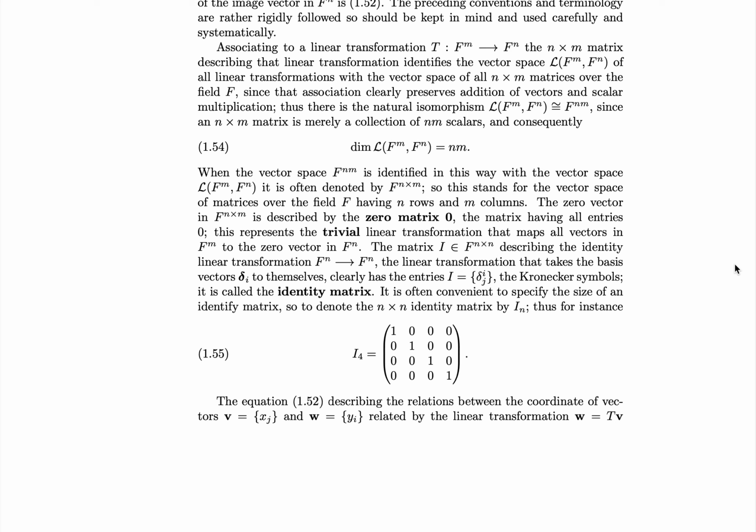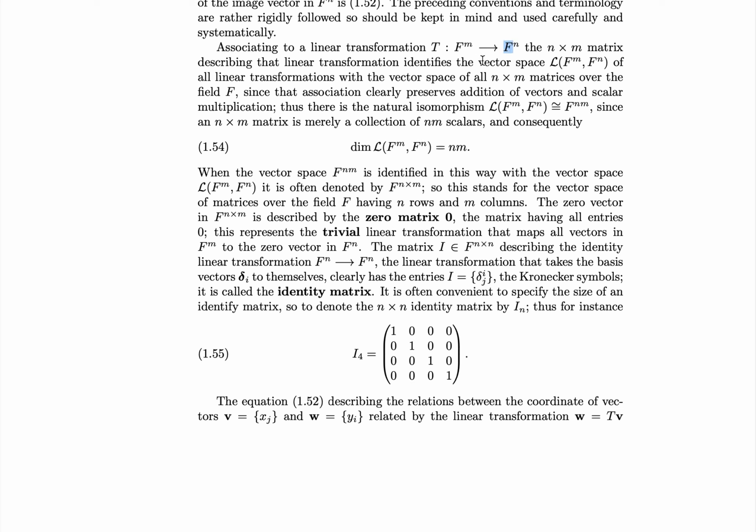We're going to continue our guided reading of An Introduction to Analysis by considering the space of matrices. In particular, we're going to see what happens when you consider linear transformations as objects in and of themselves. By our previous discussion, we've shown that to any linear transformation T from F^m to F^n, you can associate an n by m matrix.